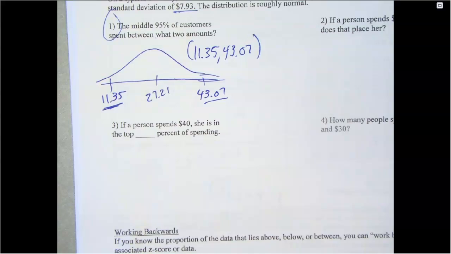Does that make sense? So if I said within 1 standard deviation, or if I said the middle 68%, what would you do? You go within 1 standard deviation.